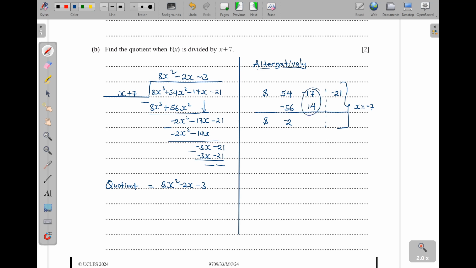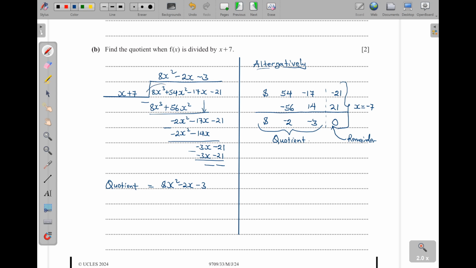Now add these two. When you add them, you get a negative 3, okay? Now negative 3 times negative 7, you will get positive 21. So you write it here. Then add these two, you get a 0. So always what you get here is the remainder. Then this one here is the quotient. Okay, it contains the coefficients of the quotient.